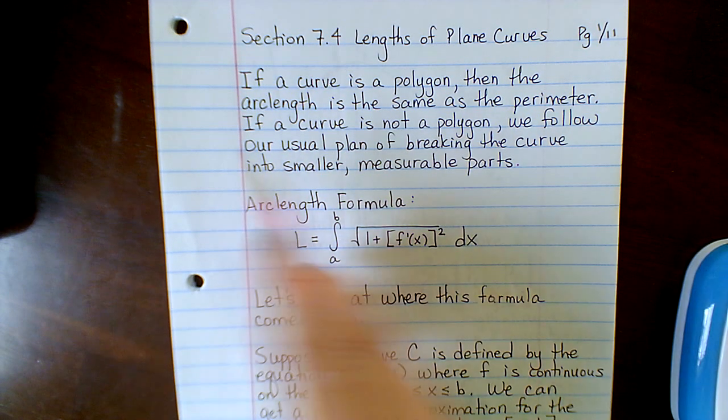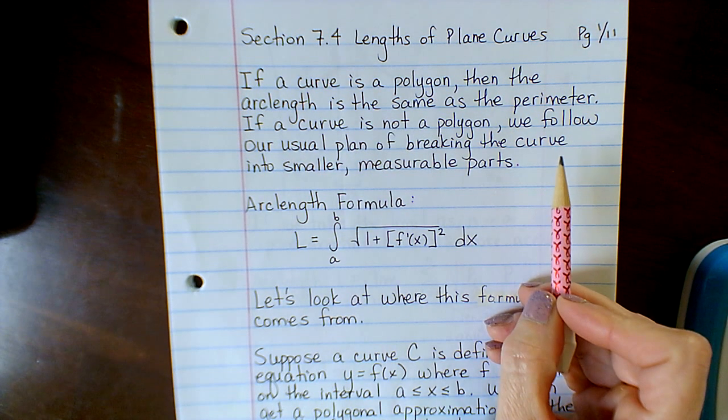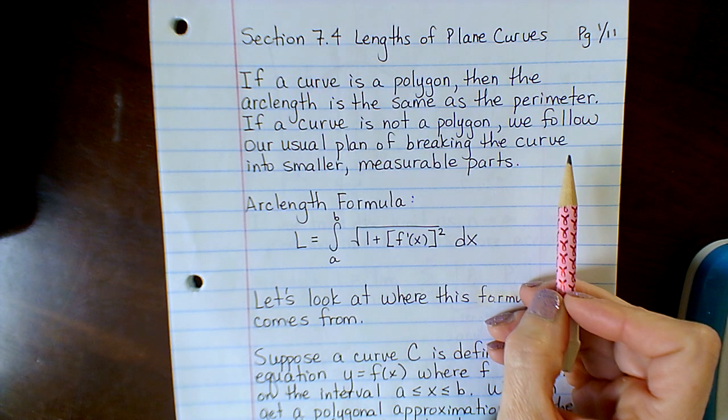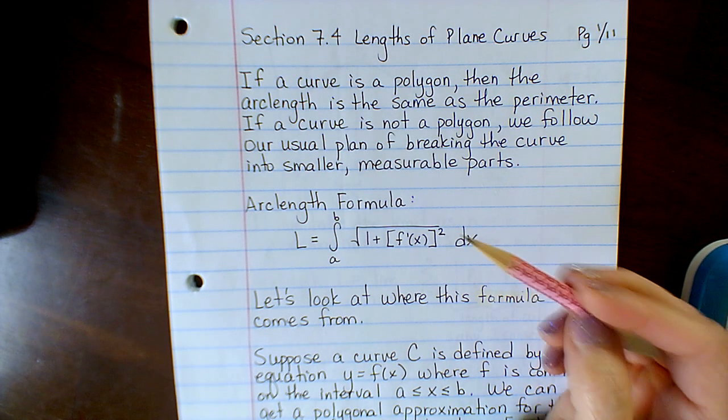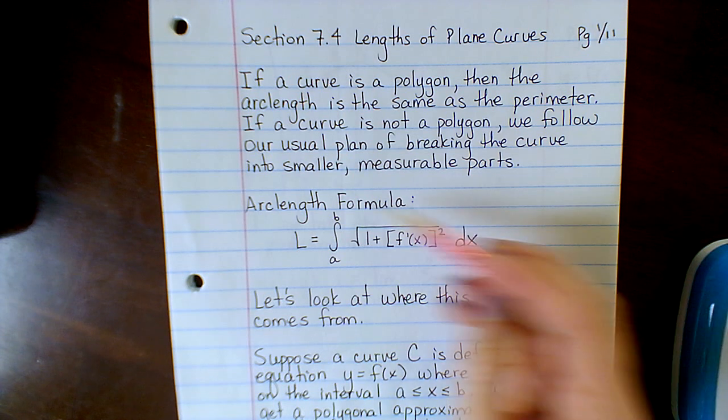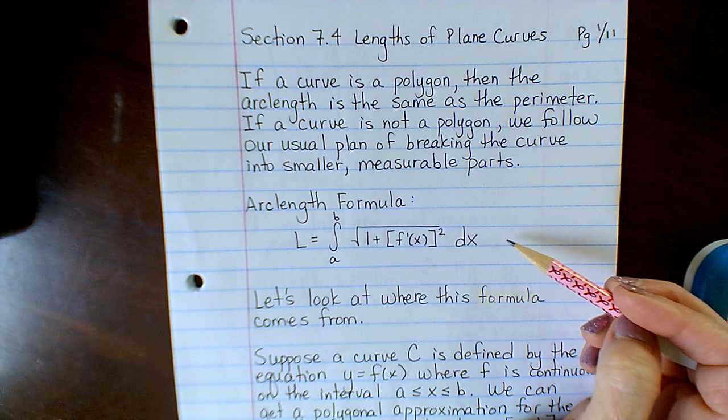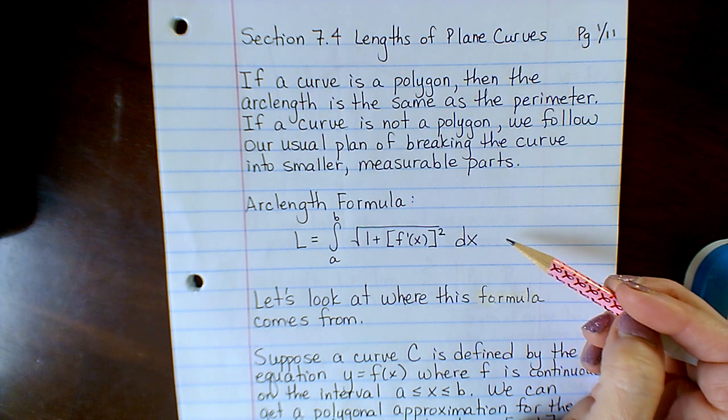the perimeter. If the curve is not a polygon, then we're going to follow our usual plan of breaking the curve into smaller measurable parts and finding the length. Now here's our arc length formula. This is the one on your formula sheet. Let's look at where it comes from.